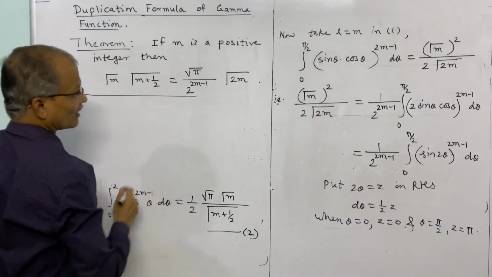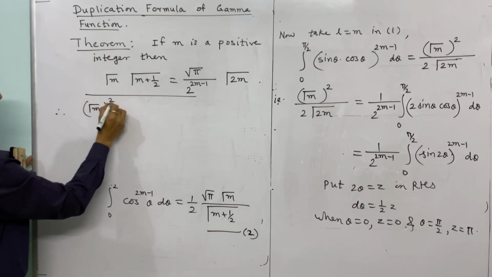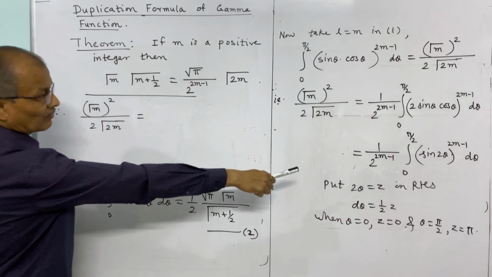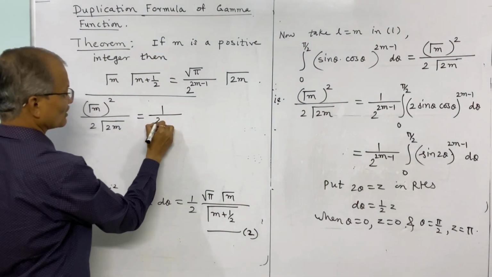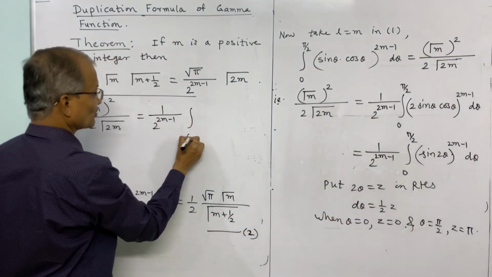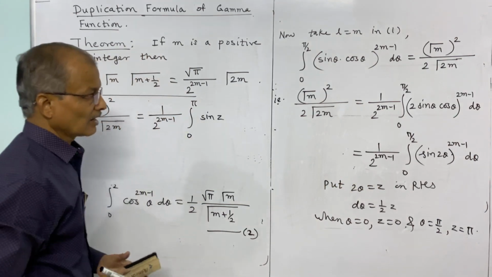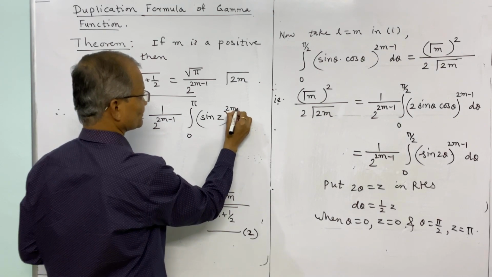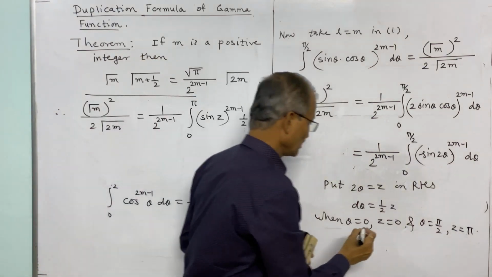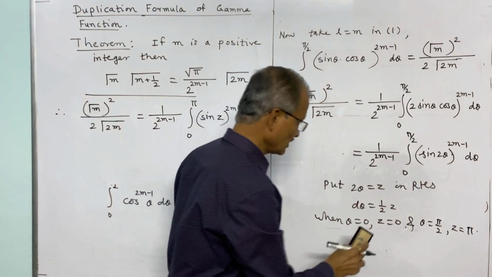so I shall write here. The left side is the same, gamma of m in whole square divided by 2 into gamma of 2m is equal to, on the right side, 1 upon 2 to the power 2m minus 1, and now the limits 0 to pi by 2 become z from 0 to pi, integral 0 to pi sine z to the power 2m minus 1 into dz, since 2 theta is z. d theta is half dz, because 2 d theta is equal to dz.